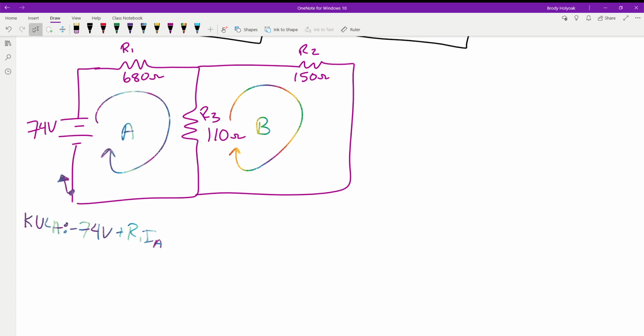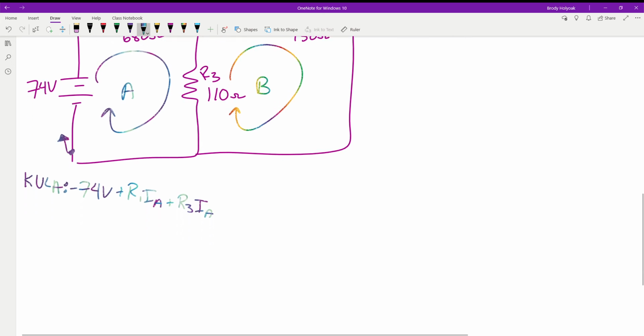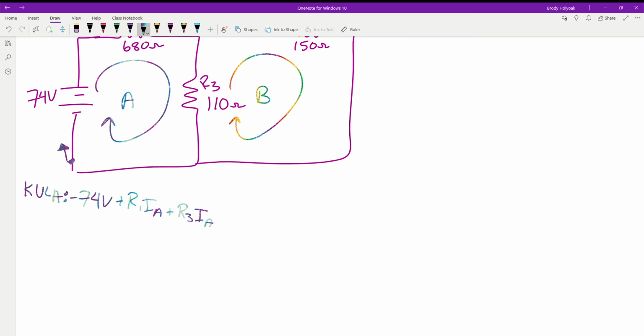We go down through R3. So we're going to add R3 times IA. Do we have anything else going through R3? Yes. We have IB. Go in the other direction. So we're going to minus R3 times IB.